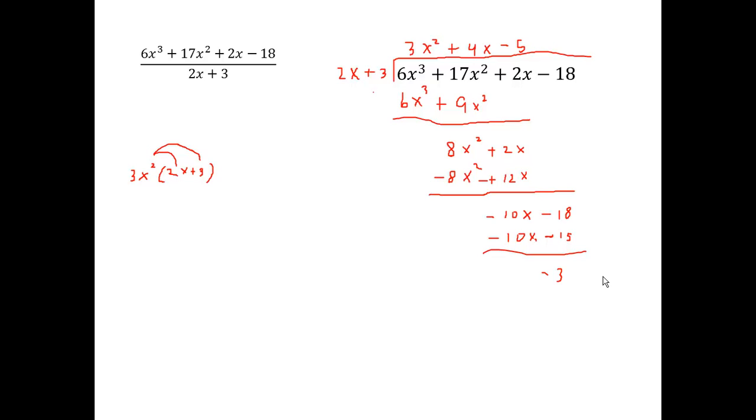But anyways, so we have a remainder here of negative 3, which tells us basically that 2x plus 3 doesn't go into 6x to the third plus 17x squared plus 2x minus 18 evenly. Okay, you'll have a remainder. So in other words, 2x plus 3 is not a factor. Okay.